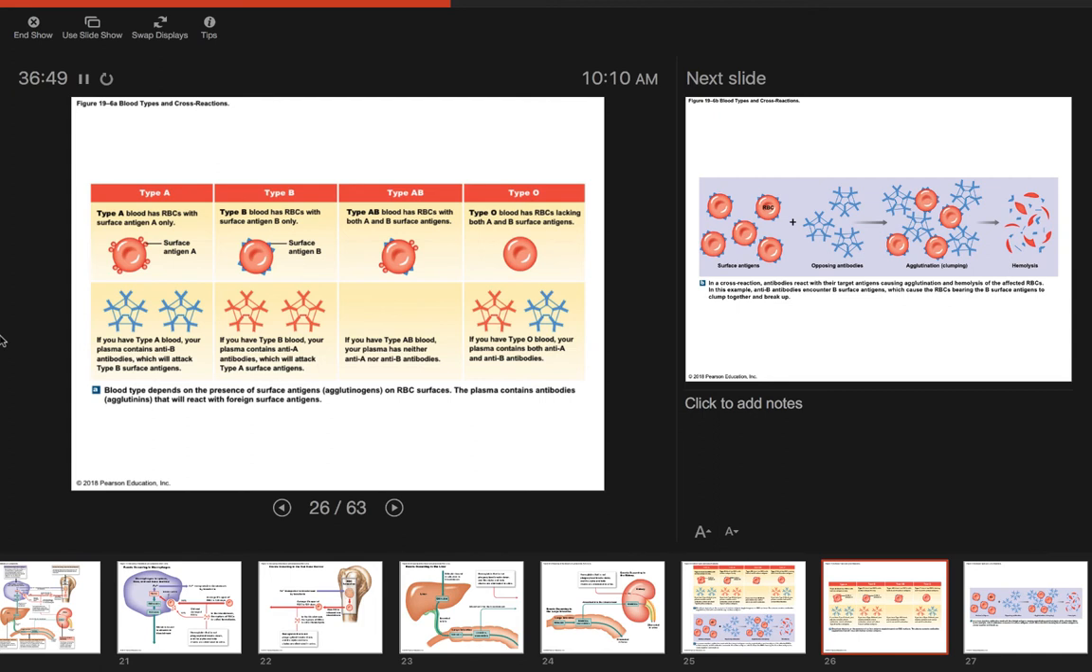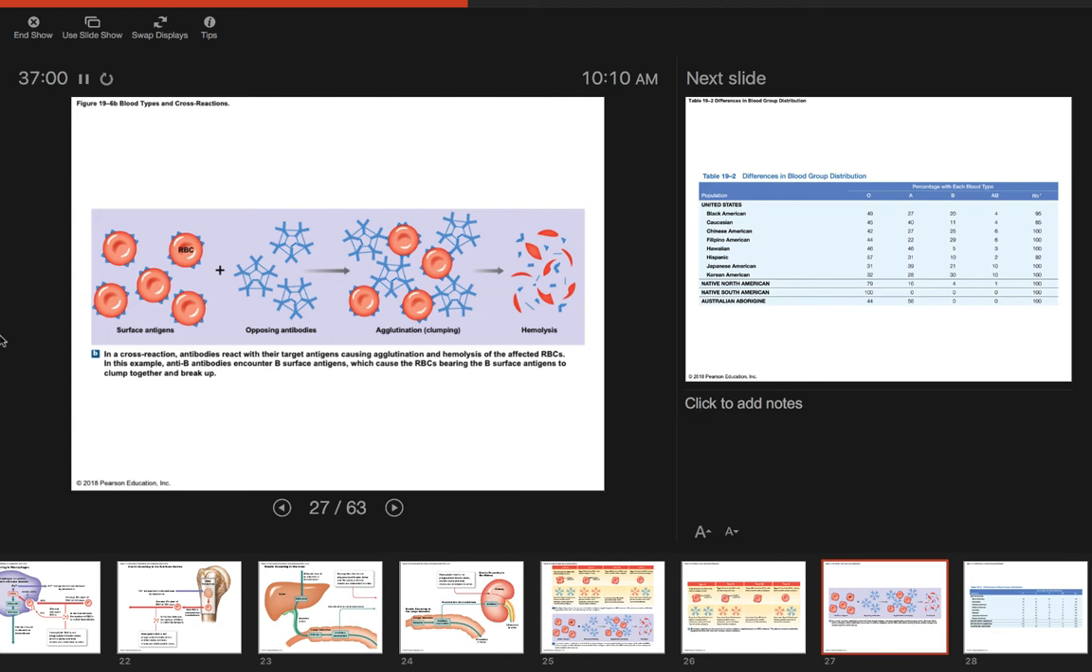So let's take a look and see what happens when an antibody binds to an antigen. Now remember, the B antibody binds to the B antigen. The A antibody binds to the A antigen, okay? So here we have red blood cells that have the B antigen on it, and they're put into a body that has the B antibodies. So B antibodies bind to B antigens.